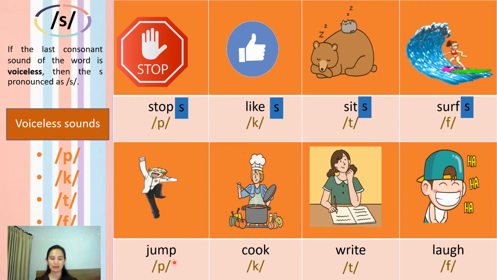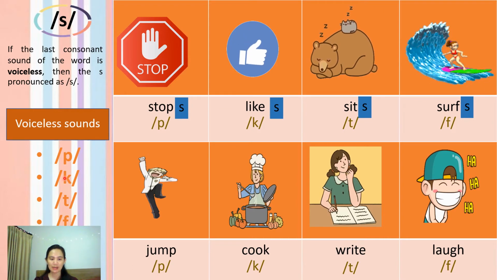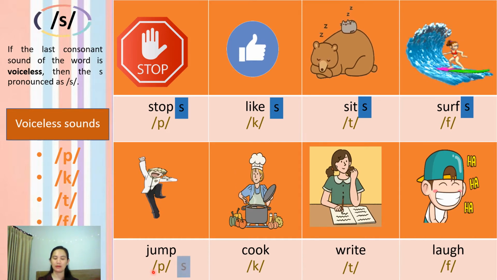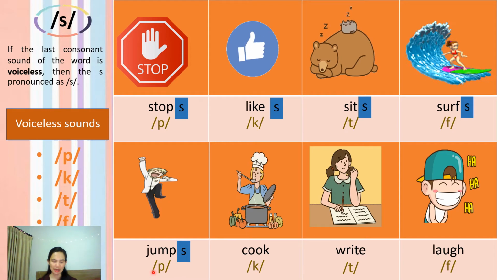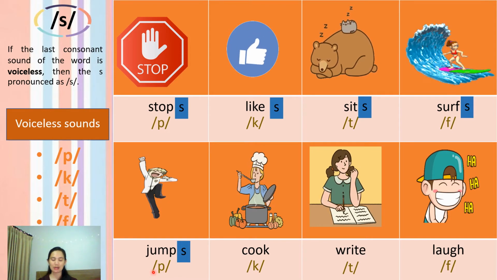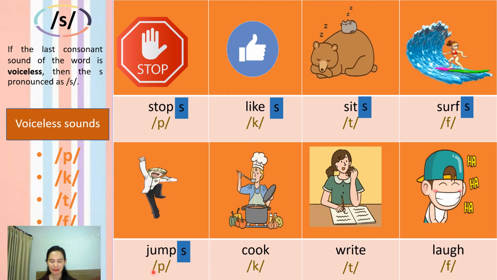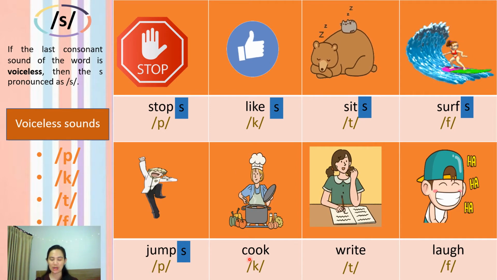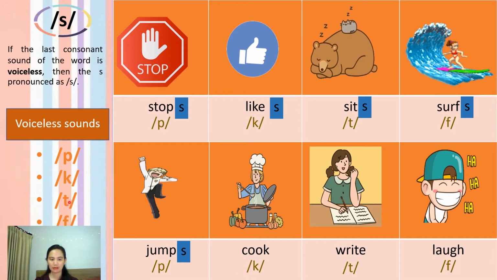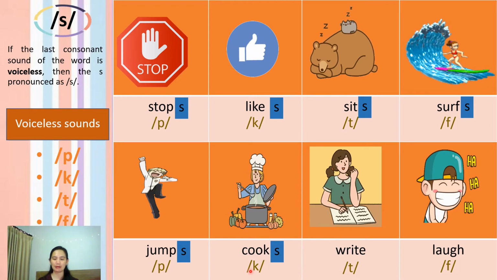Now let's move on. Jump. The last sound is p. This is the last sound. P. Jump. Let's put a suffix s at the end of the simple form of the verb. We're going to read the word as jumps. Again, it's jumps. Next word, cook. The last consonant sound that you can hear is the sound of k. Put an s at the end.